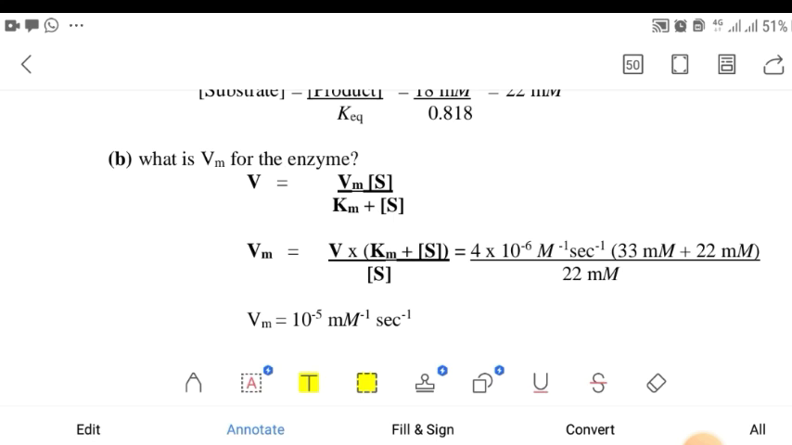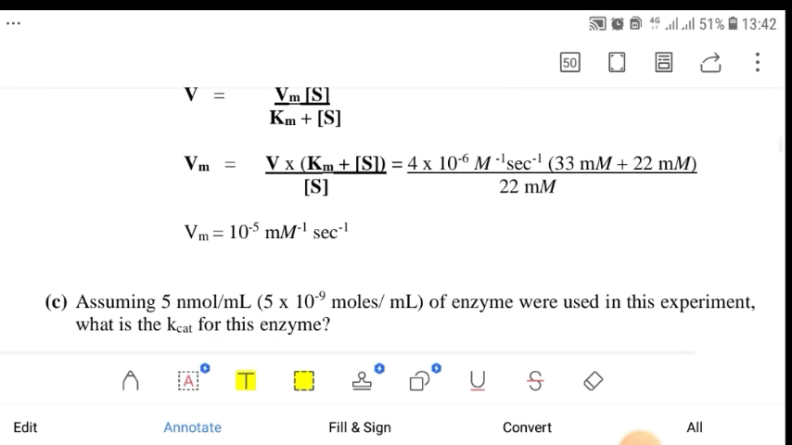Now for Vm equals V times Km plus the substrate concentration, always remember the rule of BODMAS. For you to address this question, remember BODMAS: brackets first. So you first solve the bracket, that's 33 plus 22 millimolar. You understand that they are the same unit. After the bracket, you do division and the likes, so that you can solve the above. That's how we get 10 raised to the power minus 5 millimolar per second squared.